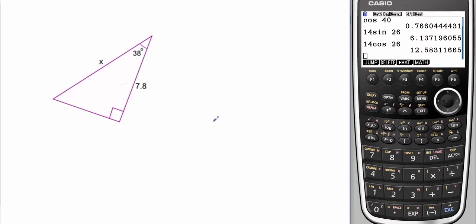Let's do another example. This one is going to be a little bit different. I'm just looking for x. I look for my reference angle, this angle right here. I could go with the complement, but why bother? I associate this side with the adjacent, and that's my hypotenuse. So I just set up my function: cosine 38 is equal to adjacent over hypotenuse. Treat this as a number like anything else.